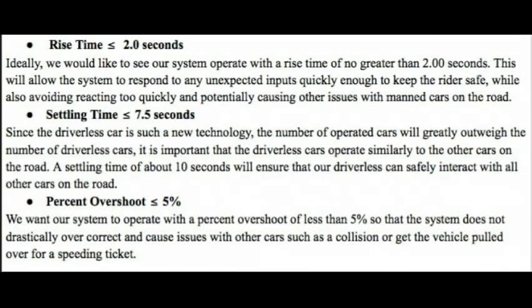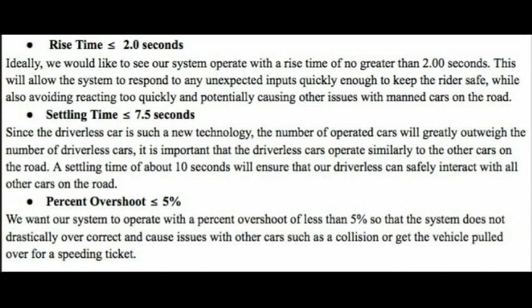In order to calculate the values of our PID controller, we needed to set some goals for the specifications we wanted our controller to have. The three main specs we were concerned with in our design phase were rise time, settling time, and percent overshoot. We wanted a time delay of less than 2 seconds, a settling time of less than 7.5 seconds, and a percent overshoot of less than 5%.